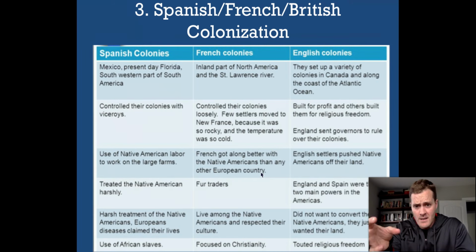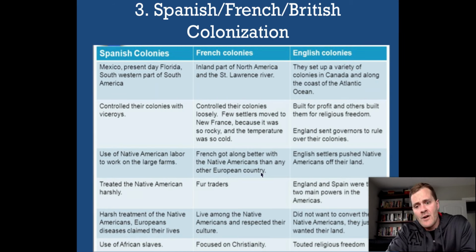This is unique to the Spanish. The Spanish use and exploit Native American workers to do their labor, and they're going to treat the Native Americans very harshly. They're eventually going to need to replace Native American labor with African labor, as disease is going to cost many Native Americans their lives. And they're eventually going to focus on African slavery as well.